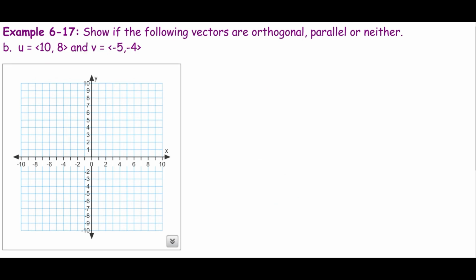Here's a second example. We have vector u, which is 10, 8, and vector v, which is negative 5, negative 4. When we graph both of these, the vectors appear to be parallel because they have the same slope. Remember, to show that they are parallel, what we want to show is that the slope of the line segments, or the ratio of the vertical to horizontal component, is the same for both of them. So we want to show that v2 over v1 is the same as u2 over u1.